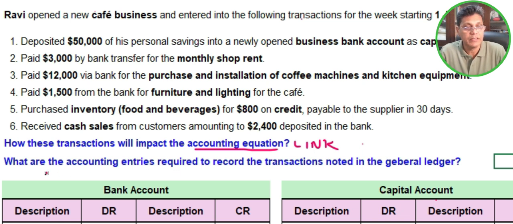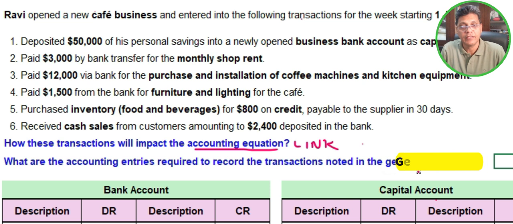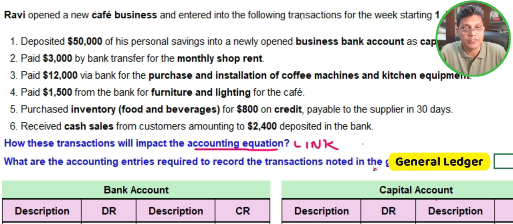And the second part is, what are the accounting entries required to record the transactions noted in the general ledger. Now, let's focus on the second part. You need to record these transactions. You are given 6 transactions. How will those transactions be recorded in the general ledger?